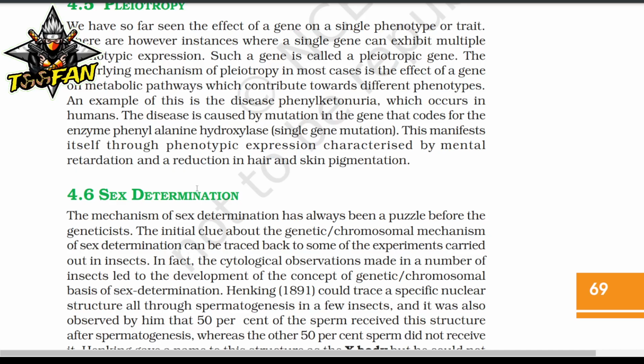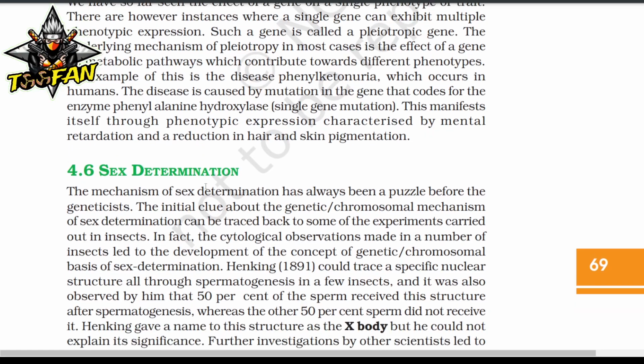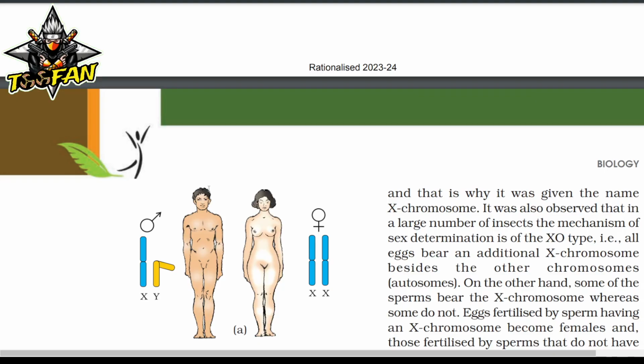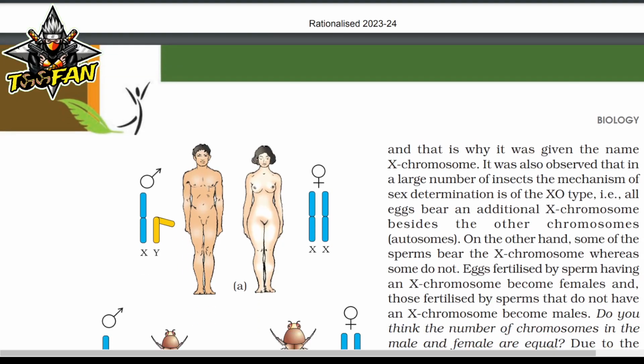Henking could trace a specific nuclear structure all through spermatogenesis in a few insects, and he also observed that 50% of the sperm received this structure after spermatogenesis, whereas the other 50% of sperm did not receive it. Henking gave a name to this structure, the X body, but he could not explain its significance. Further investigation by other scientists led to the conclusion that the X body was in fact a chromosome, and that is why it was given the name X chromosome.